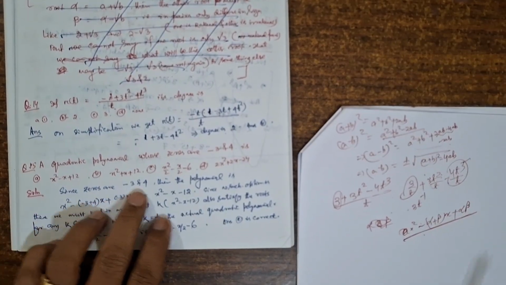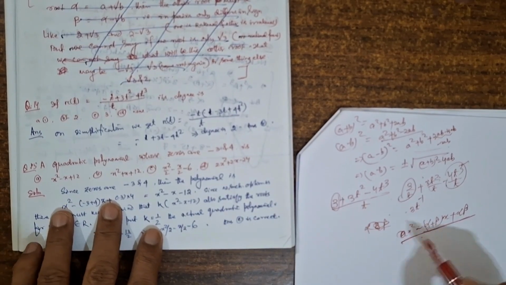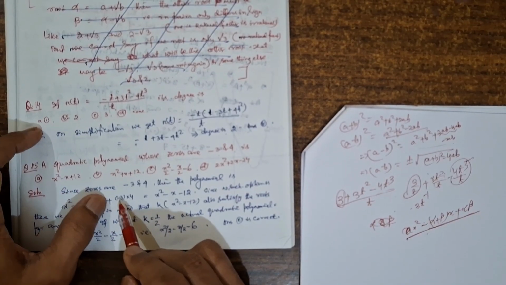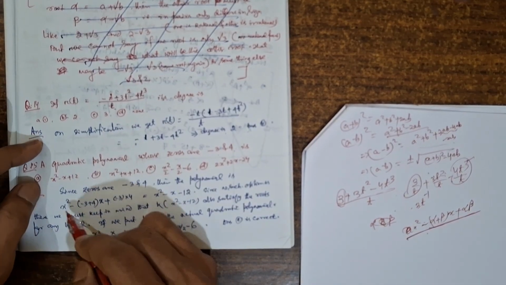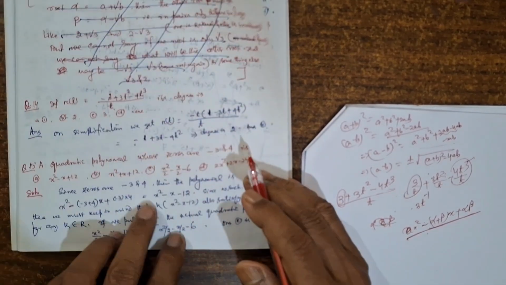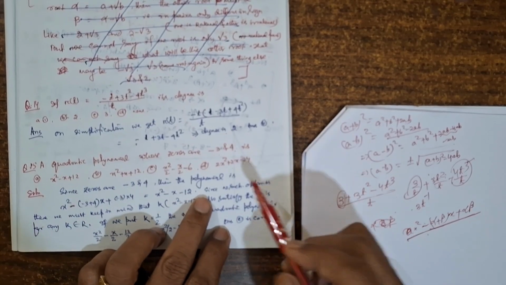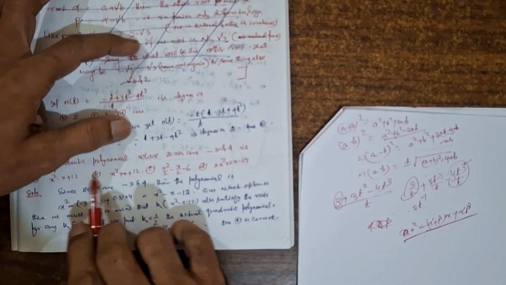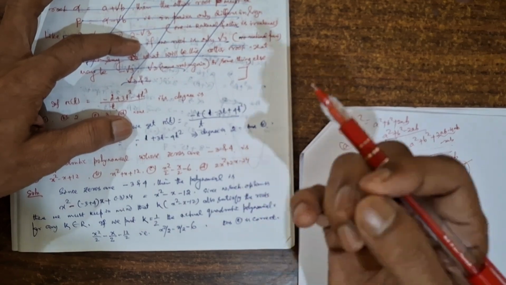Since the zeros are minus 3 and 4, the polynomial is, as we know previously, add these two and put a minus sign, multiply these two, then finally it will be x square minus x minus 12. Since no such option is there, we cannot find this anywhere.